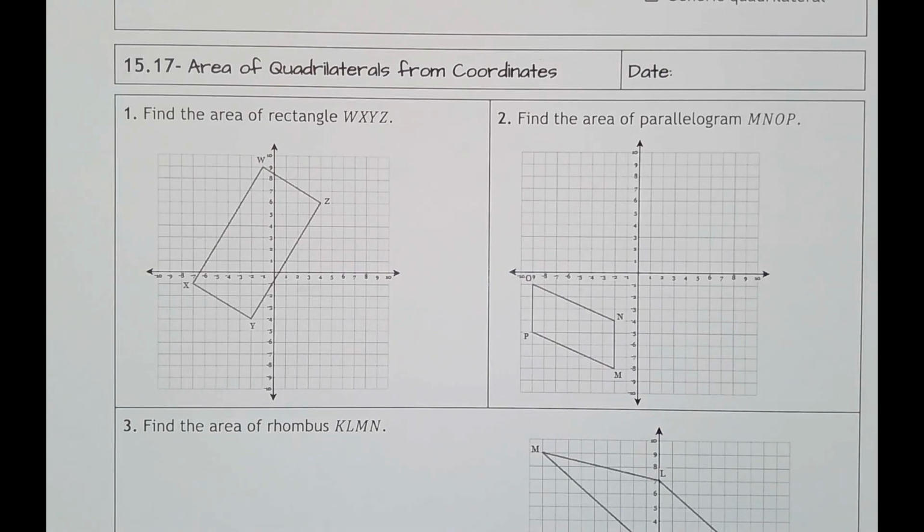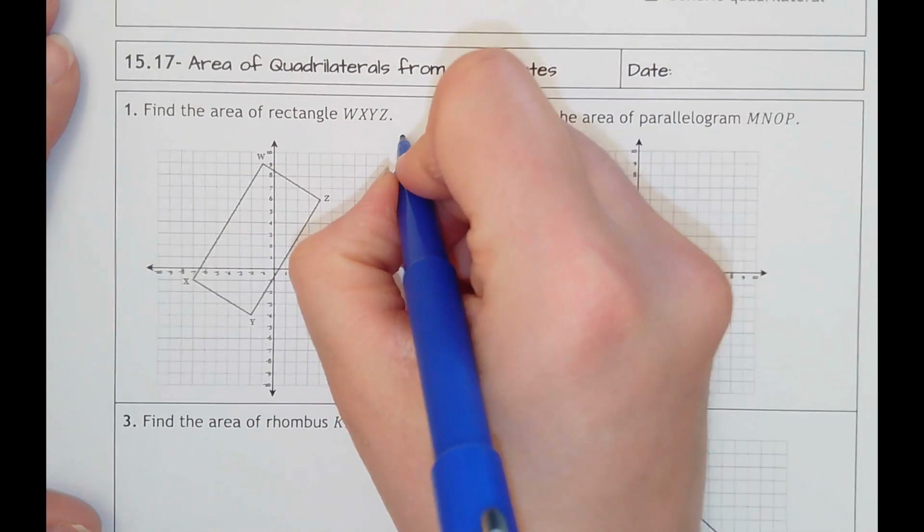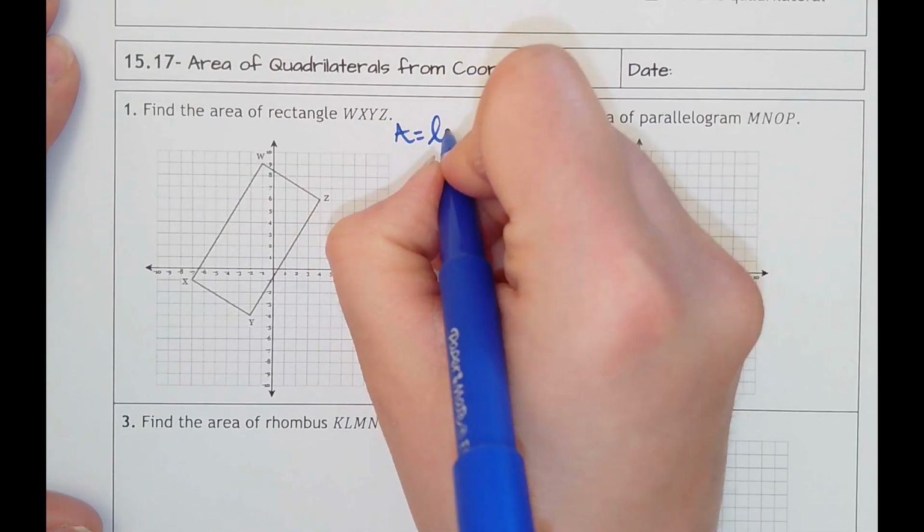Lesson 15.17, finding area of quadrilaterals from coordinates. They'll want you to plot the points and then find the area yourself. So we're finding the area of a rectangle. Remember, area of a rectangle is just length times width.